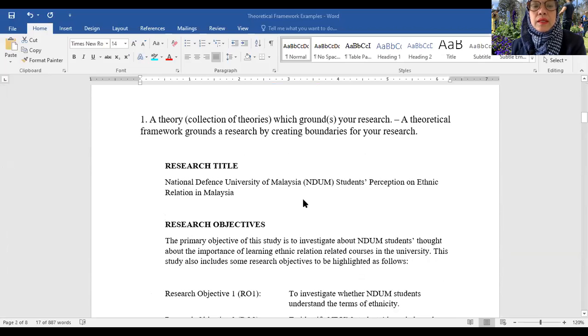Okay. A theoretical framework is one role, a theory which grounds your research. A theoretical framework grounds the research by creating boundaries to your research.